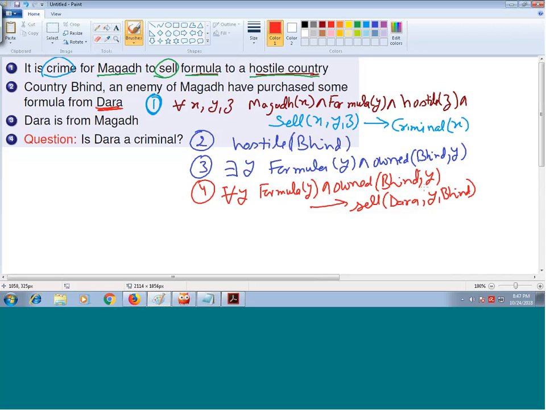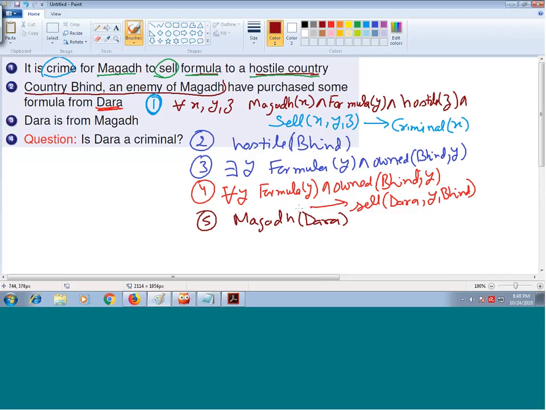All right. What is the next information? The fifth. Is anything else coming from this? Country Bhind is the enemy of Magad, which means it is hostile. He has purchased some formula. There is a formula that is owned by him. Since he purchased it from Dara, for every formula owned by Bhind, it is purchased by Bhind. And then the next data says that Dara is Magad. So we say Magad, and we say Dara. This is all the information I have.